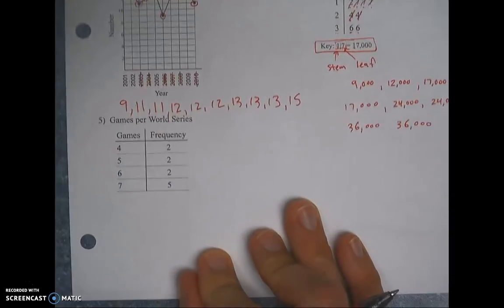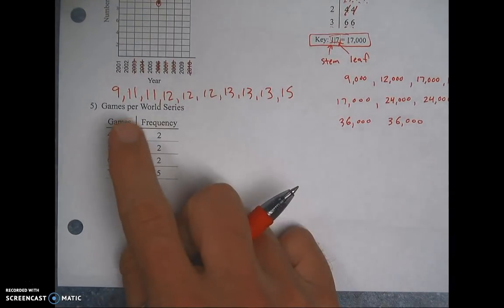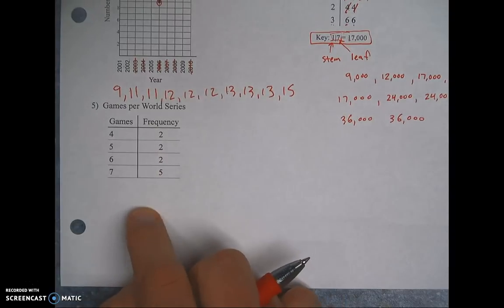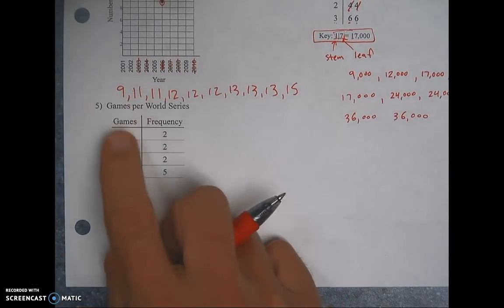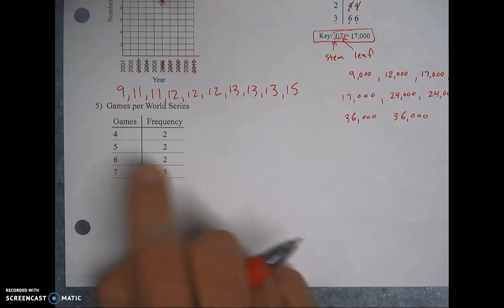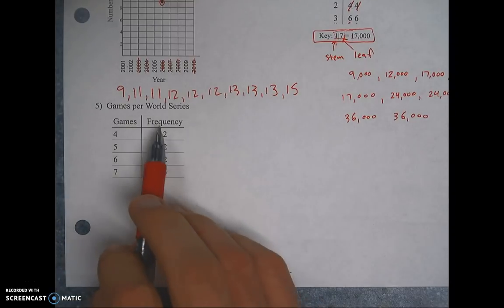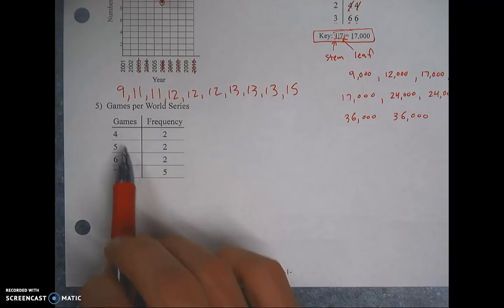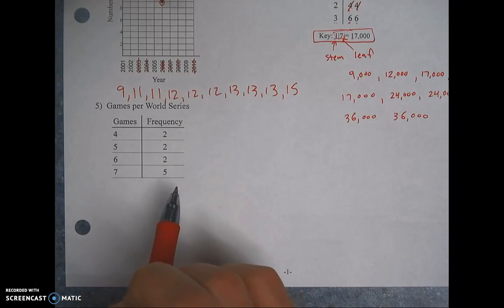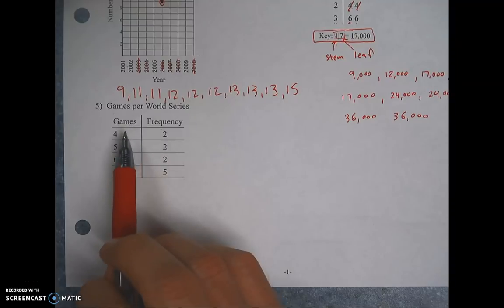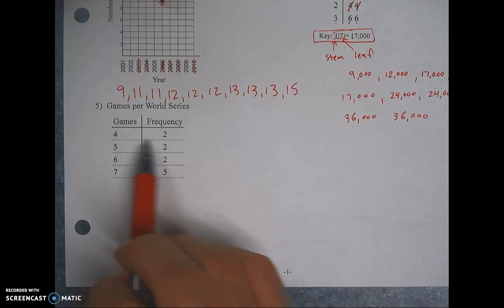So let's slide down to number 5 now. Notice there's no key because this is not read the same way. This is not 42 and 52 and 62 and 75. This is called a frequency chart, and the frequency is telling you how many times this happened. So we're talking about the games in the World Series. How many times were there 4 games played in a World Series?